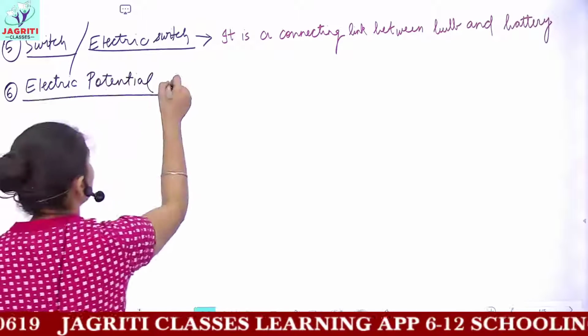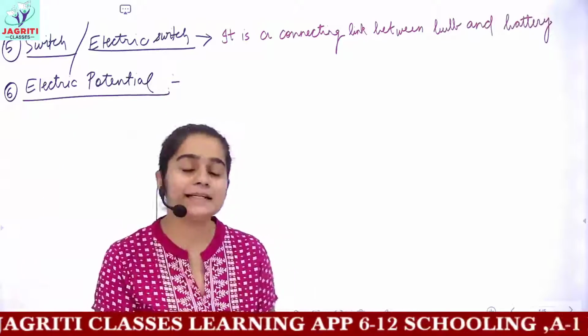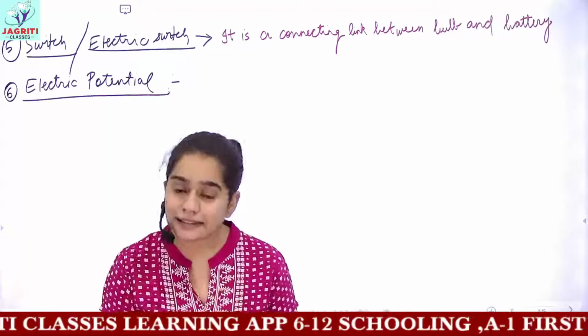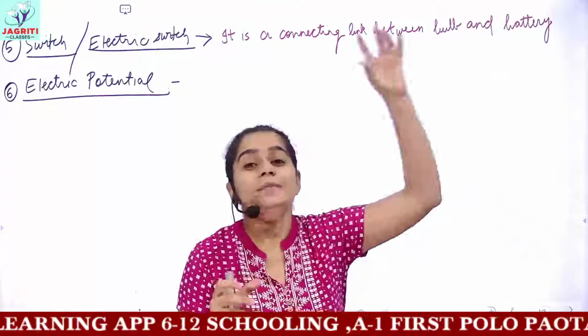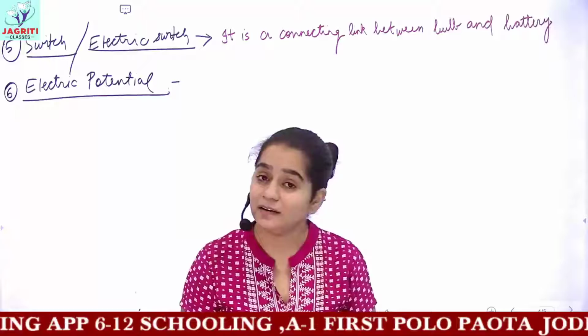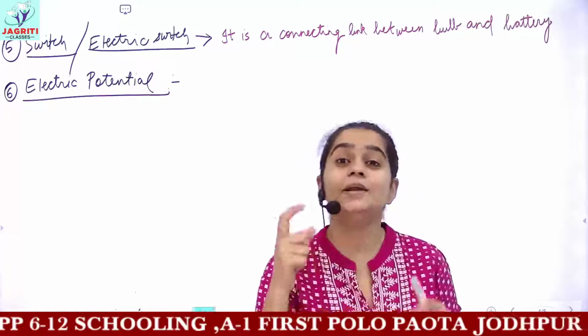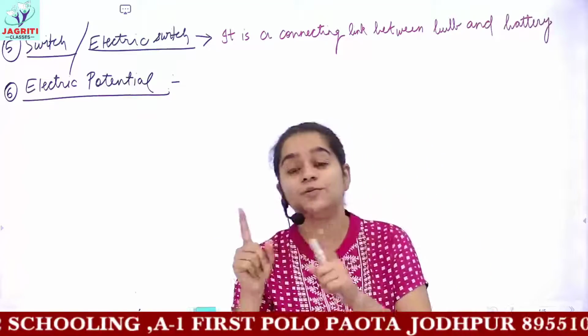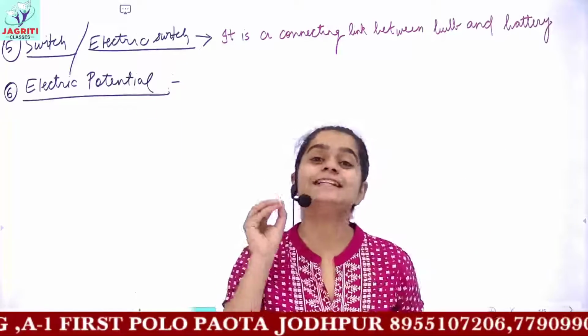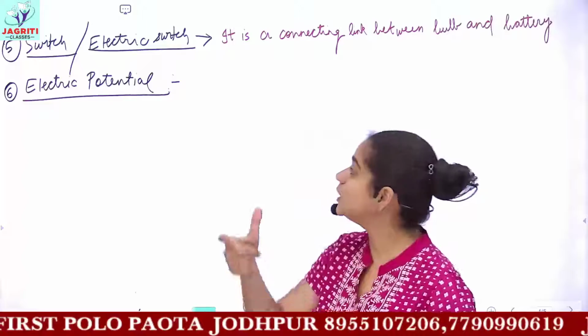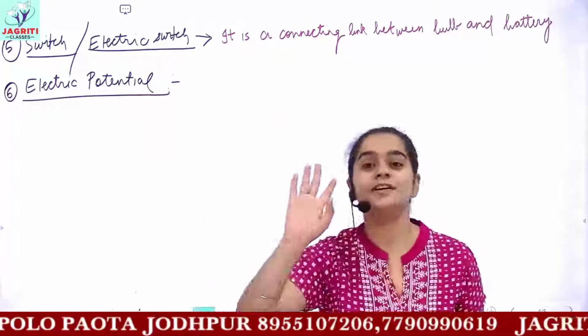So electric potential is defined in a manner that electric potential is the work done when you are bringing a charge from infinity to any point inside the electric field. That work done in bringing a unit positive charge from infinity to any point present inside the electric field gives you the value of electric potential.